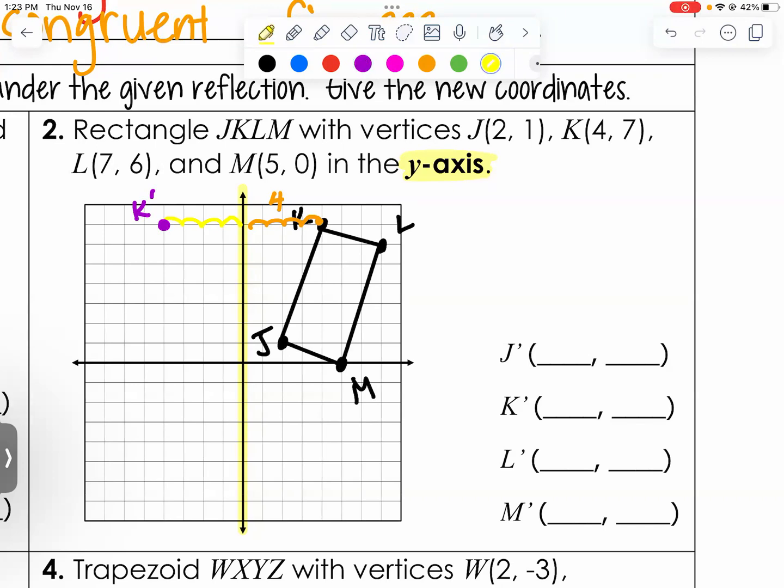You want to do L? All right. How far away is L? 3, 4, 5, 7. 1, 2, 3, 4, 5, 6, 7 units away. So we need to go 1, 2, 3, 4, 5, 6, 7 units away for our new L.